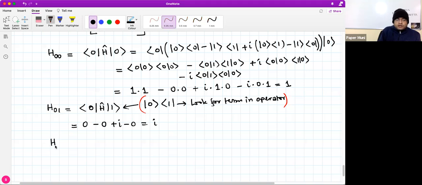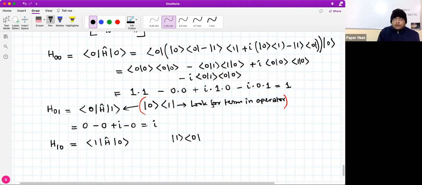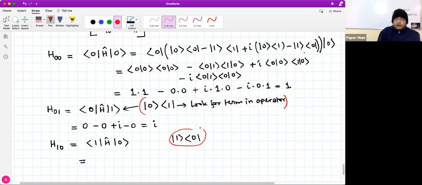So now the next term which we'll discuss is H10. Now in this case it will become this, and which term will survive? The term which will survive from the operator will be |1> and this is <0|, right? We should look for this term. So let's see which term it is. It is this term, right? This one. Now, we have to look for this term in the operator, and then just directly write it down.